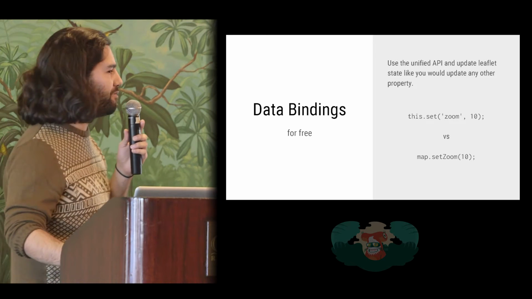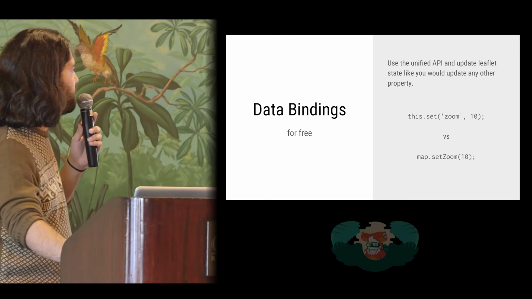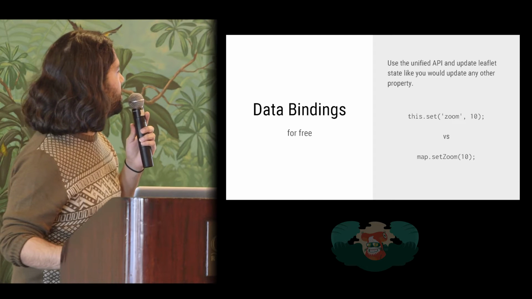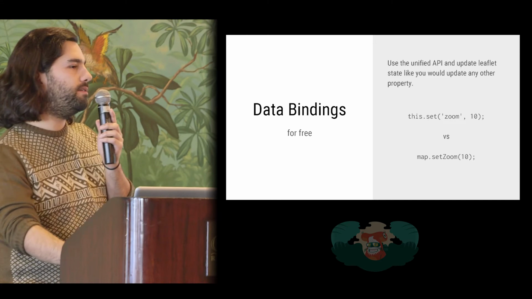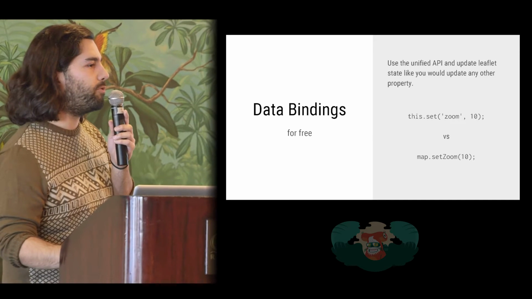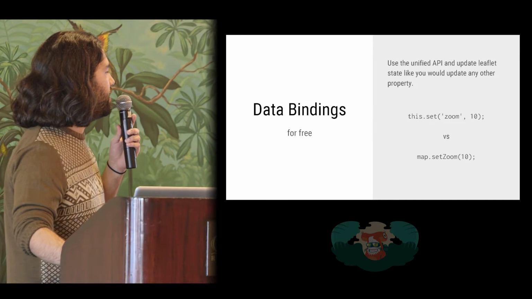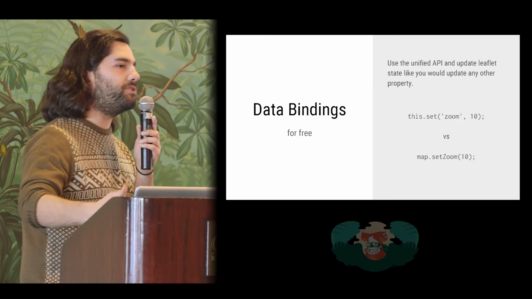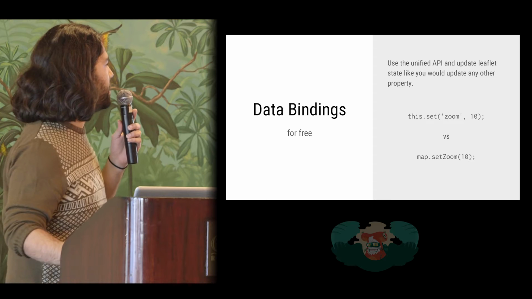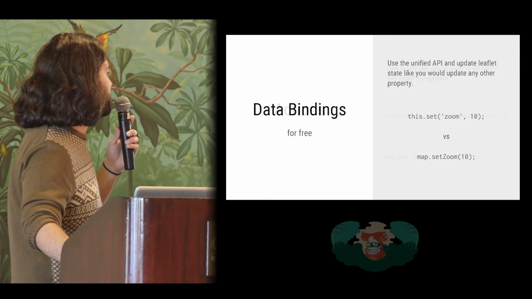So yeah, this is the first advantage I came up with. We basically update properties like we're used to, and we don't need to know any new API. We just need to know the properties that we need to update and that are bound.